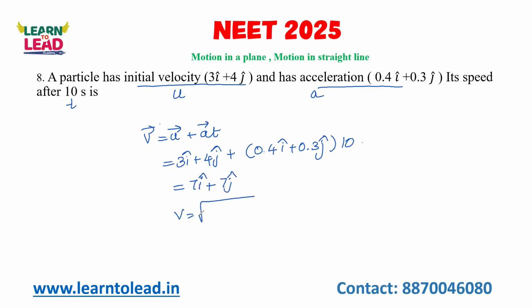And velocity v is equal to square root of vx square plus vy square, which is equal to square root of 7 square plus 7 square. So 7 root 2 units is the answer. Okay. See the next question.